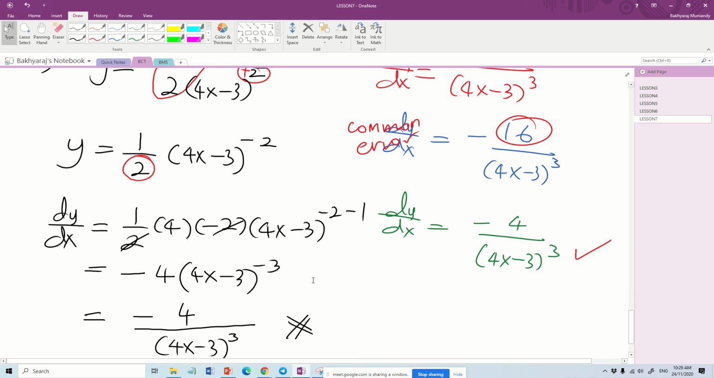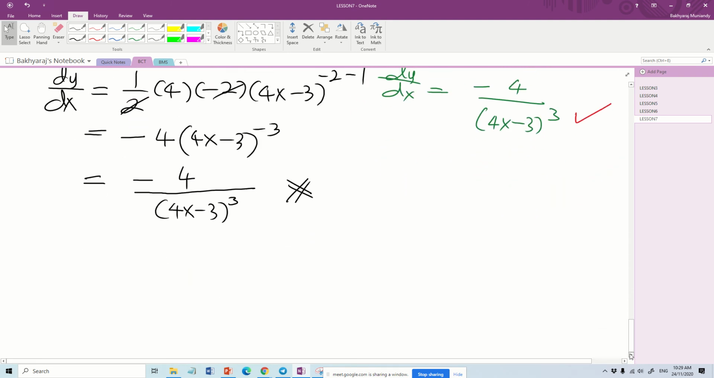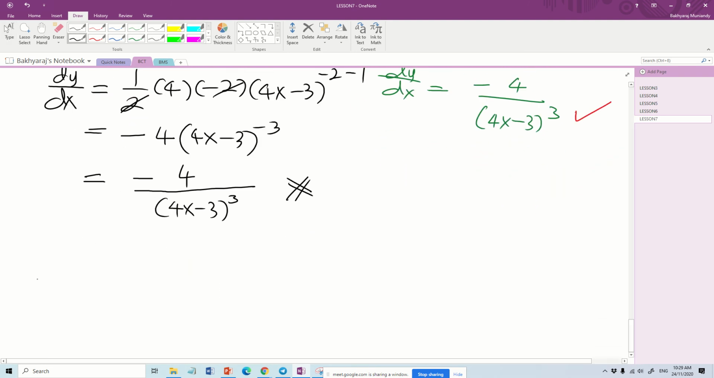Okay, so kita proceed untuk question number 8. Kita cuba question 8. Question number 8, so I give you y equal negative 1 over 3, and then 3x minus 1 power of 4. Cuba ni.